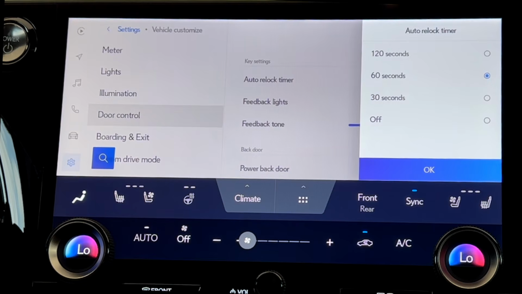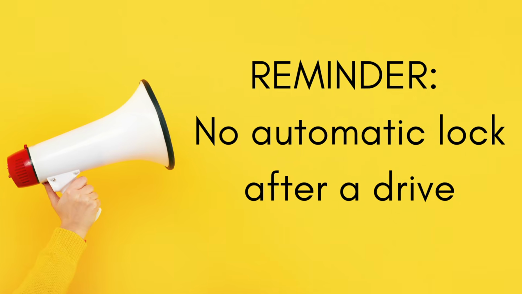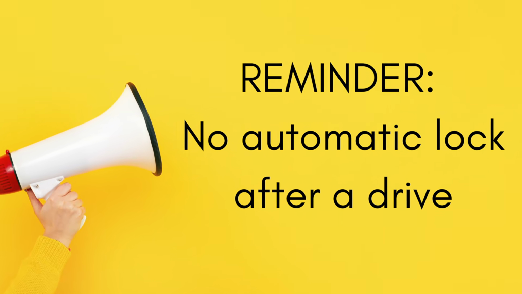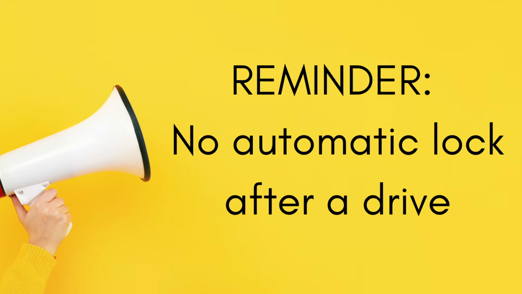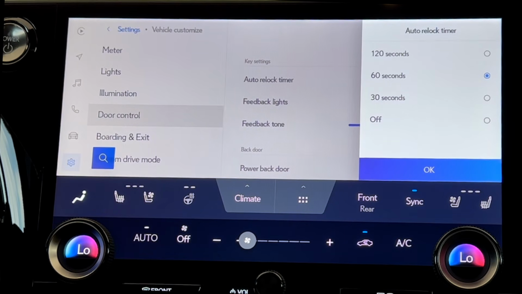The most important thing to know about the auto relock timer is that if you have unlocked the vehicle, whether it's from the key fob or the Smart Access system, and you do not open a door, the vehicle is going to automatically lock itself after the time that you've selected, 30, 60, or 120 seconds. Currently, Lexus does not have an auto locking feature, meaning if you've gone for a drive, you turn off the vehicle and exit, when you close the doors, they're not going to automatically lock for you. They will only automatically relock if you unlock the vehicle and don't open a door.